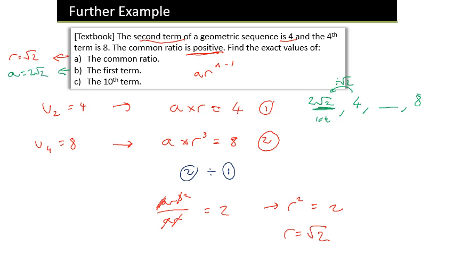And then finally for part C, we want to find the 10th term. So to find the 10th term, I'm going to use a times r to the power of n minus 1. A is 2 root 2. R is root 2. The power here will be 9. When we input that into our calculators, we get 64. And so part C is 64.